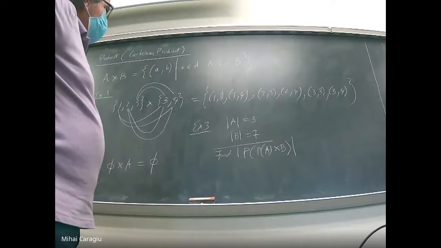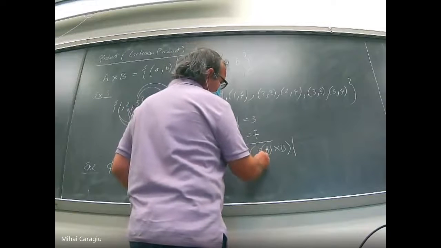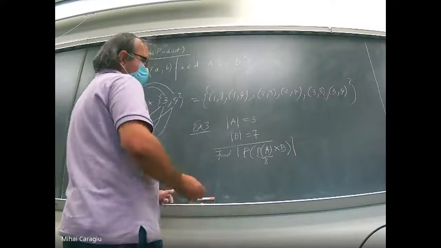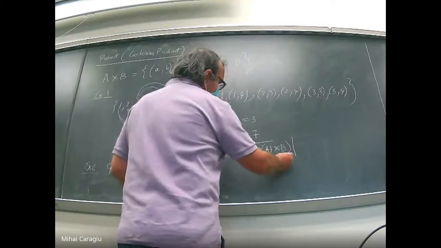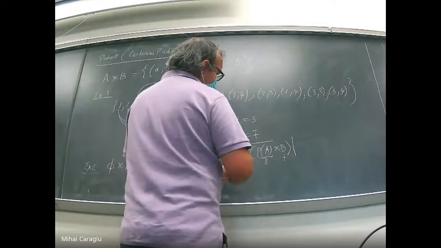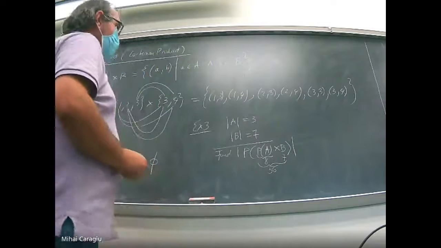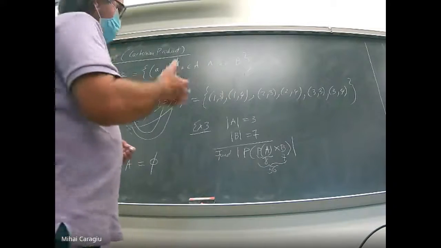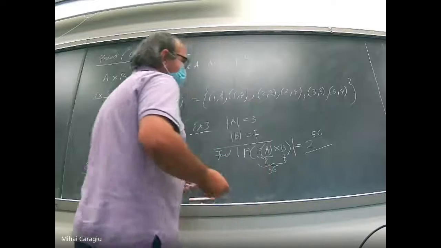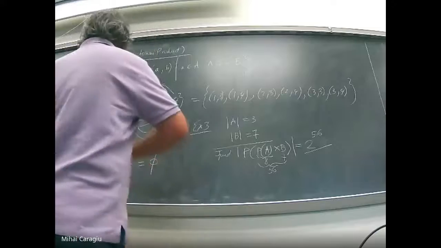So, how to do this problem? Let's look from the inside out. The power set of A here has 2 to the power 3 elements, so 8 elements. B has, of course, as given, 7 elements. For the Cartesian product, 8 elements times 7 elements is 8 times 7, which is 56 elements. And finally, the power set of a set with 56 elements has 2 to the power 56 elements. It's a pretty big number. Okay.